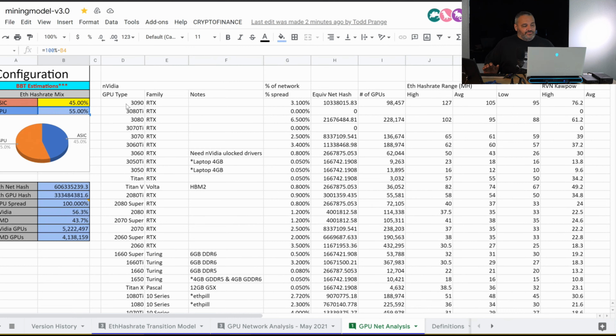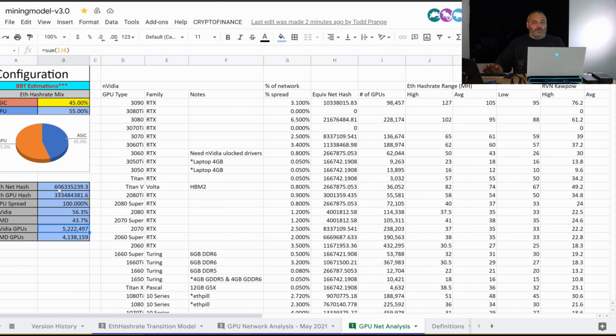So I have a nice little graph there, and then what I'm doing here is I'm taking that basic spread. So the ETH hash right now is a calculated number. It's actually pulling from an API. So we're at 606 terahash right now on Ethereum, and the GPU hash rate is being calculated. That other B15 cell here is being calculated based on that mix. So 55% of that 606 is about 333 terahash. And then that shows you the spread of count of GPUs.